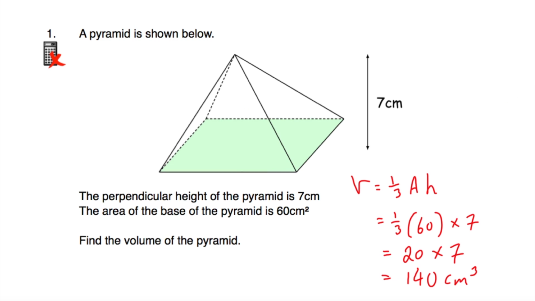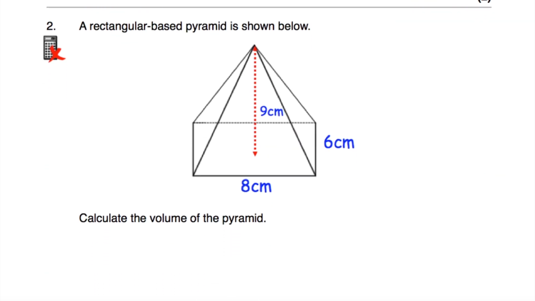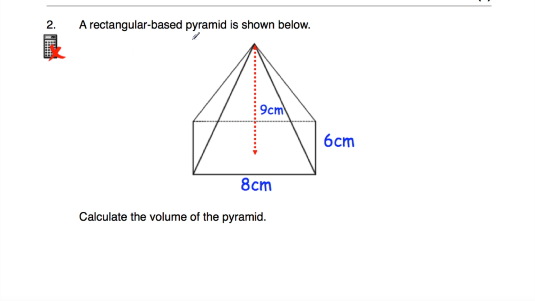Okay, let's look at our next question, question number 2. We're told a rectangular base pyramid is shown below. You can see the base of the pyramid is a rectangle, 8 centimeters by 6 centimeters. And the perpendicular height of the pyramid, the height from the base to the highest point, is 9 centimeters. We've been asked to work out the volume of the pyramid.